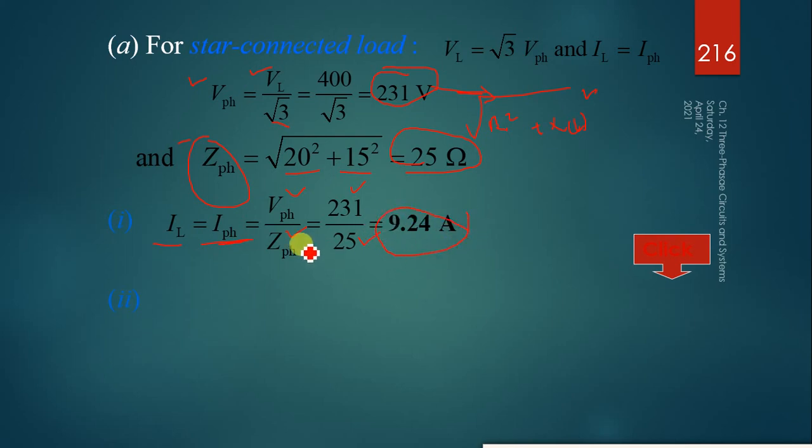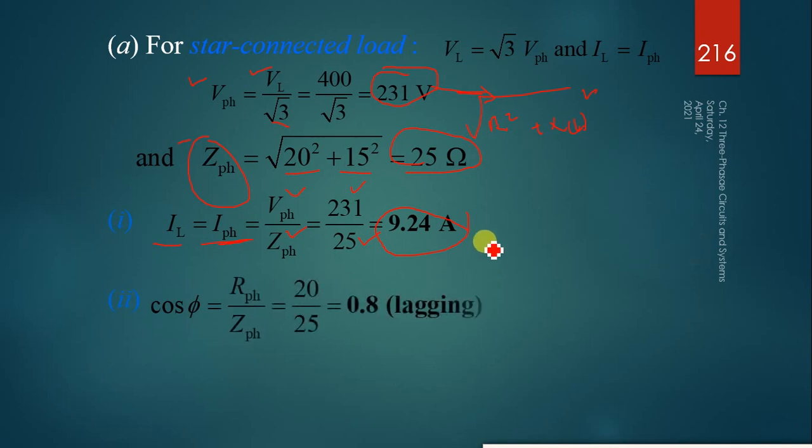Clear? Similarly, they have asked one more thing, power factor. Power factor is nothing but a ratio. We have already discussed it in the previous class also. It is the ratio of the real power and the apparent power, or the real term, which is resistance, and Z, which is impedance. So that is R by Z. Z is 25, R is given as 20. So 20 by 25 is equivalent to 0.8. Okay, 0.8. Why is it lagging?